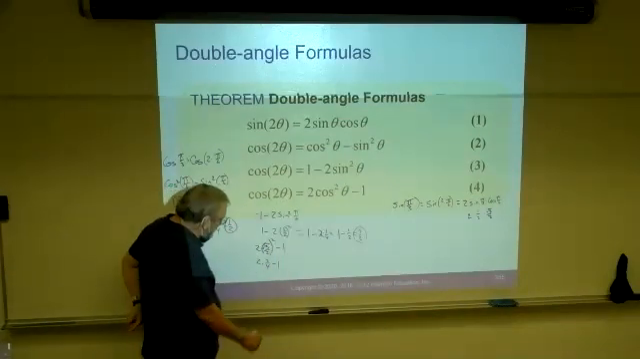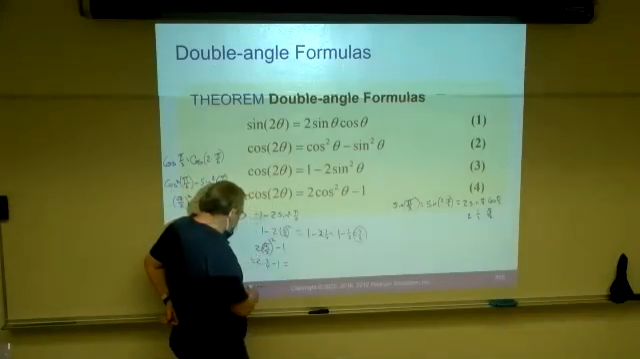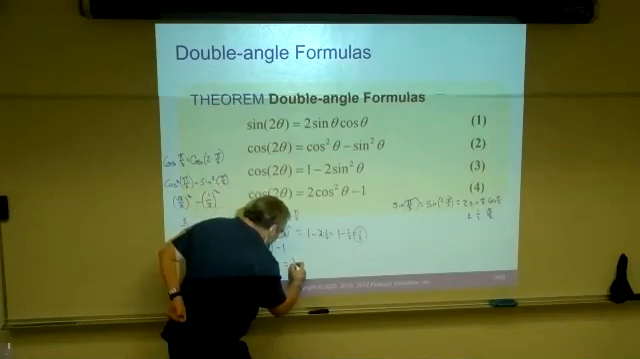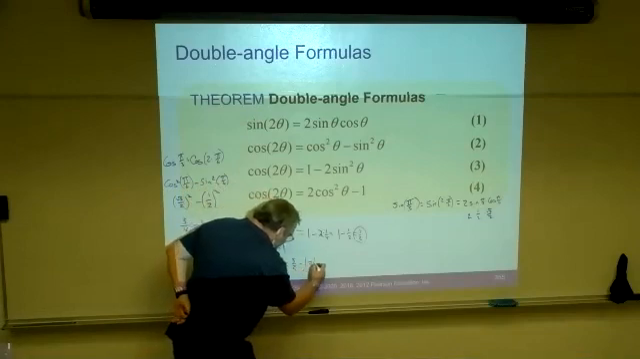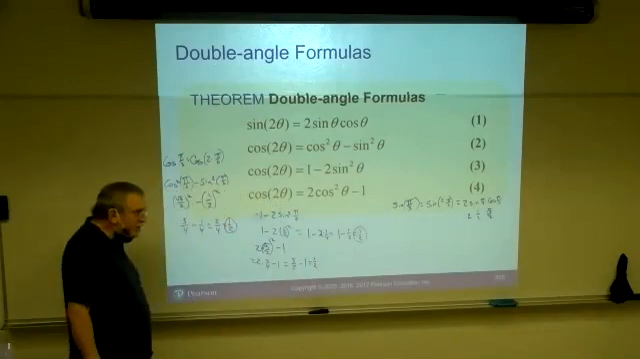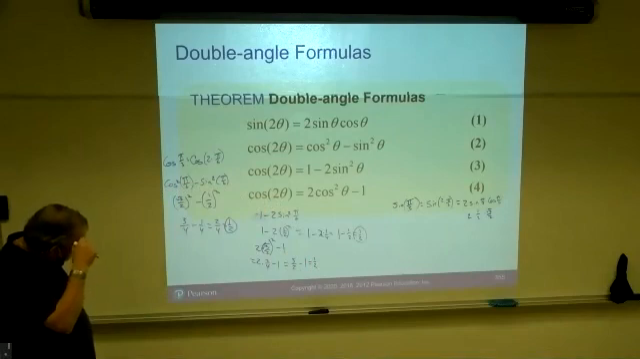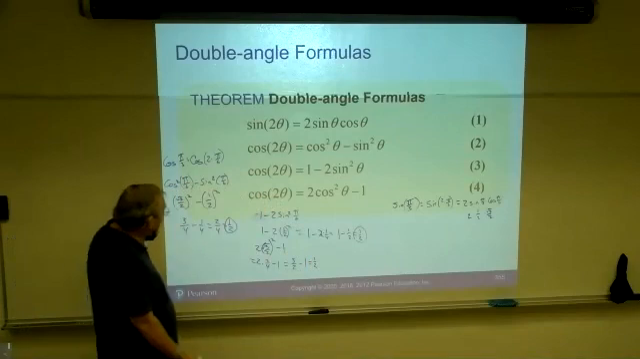And 2 times 3/4 is 3/2. 3/2 minus 1 is 1/2, because that's 3/2 minus 2/2, and 3 minus 2 is 1. So we have 1/2. And again, it agrees.